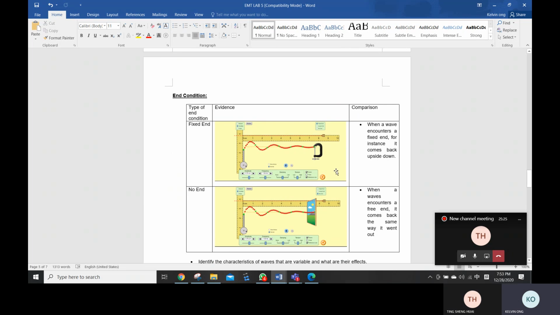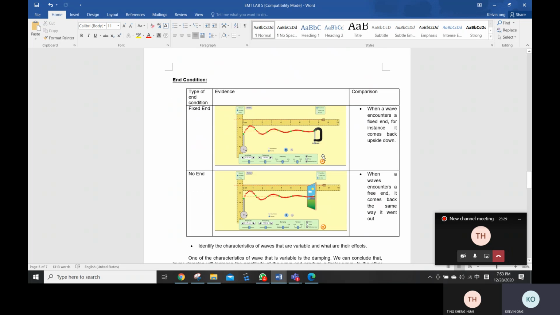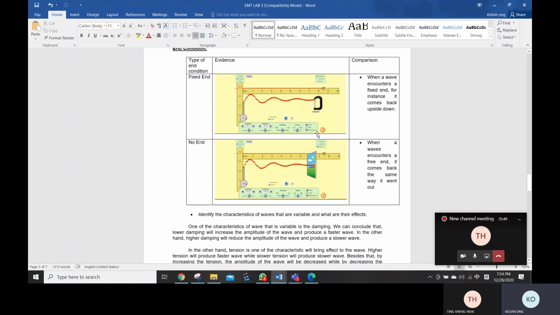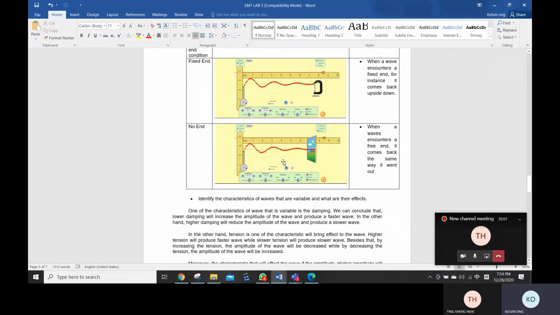Now I'm going to explain about the end condition. As you can see, when the wave encounters a fixed end, it comes back upside down. That means when you go up like this, it will go a different way when it comes back from the fixed end. But for no end, when a wave encounters a free end, it comes back the same way it went out. That means when you go up, when it comes back, it will go up.